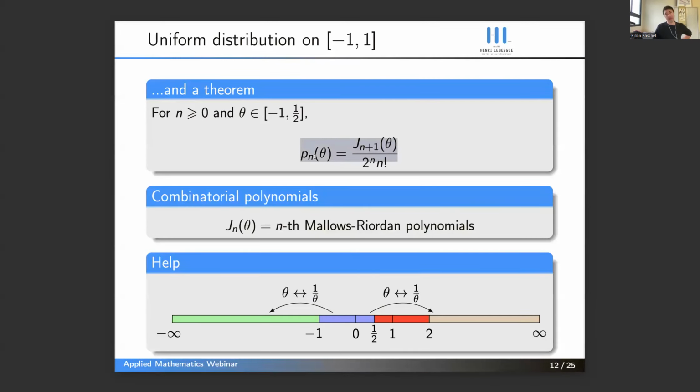Now this is a theorem which says that Pn of theta, if you have the good normalization, is something called a Mallows-Riordan polynomial. So this is something defined in combinatorics. So I will exactly explain what it is. It's related to trees. And again, it's thanks to Thomas Simon, who was clever enough to know this polynomial by heart.